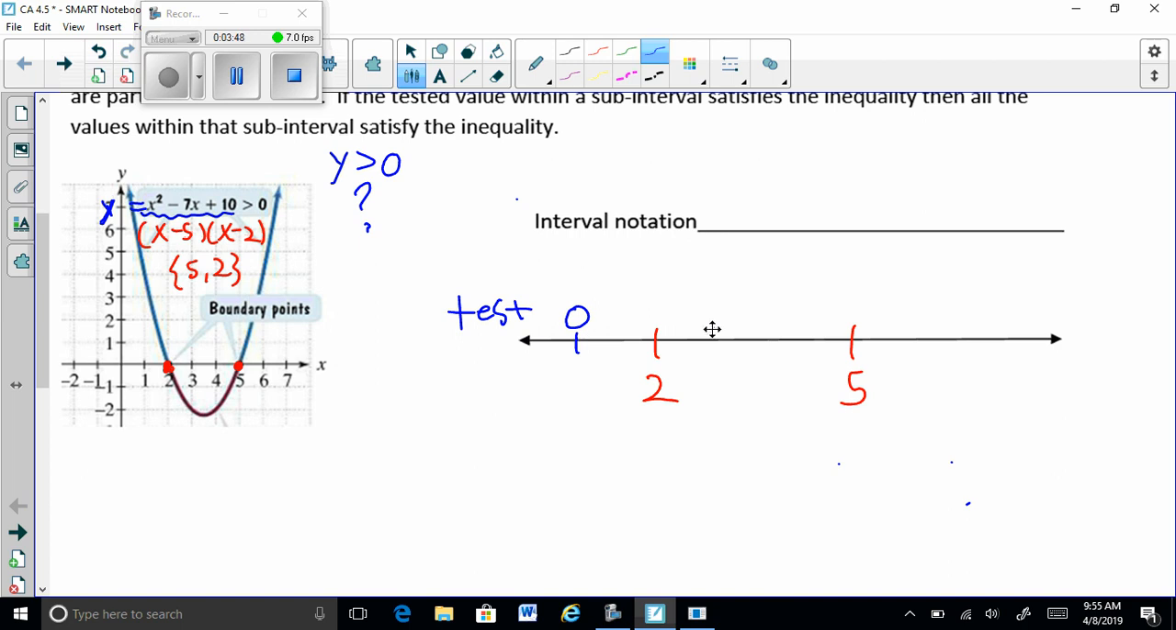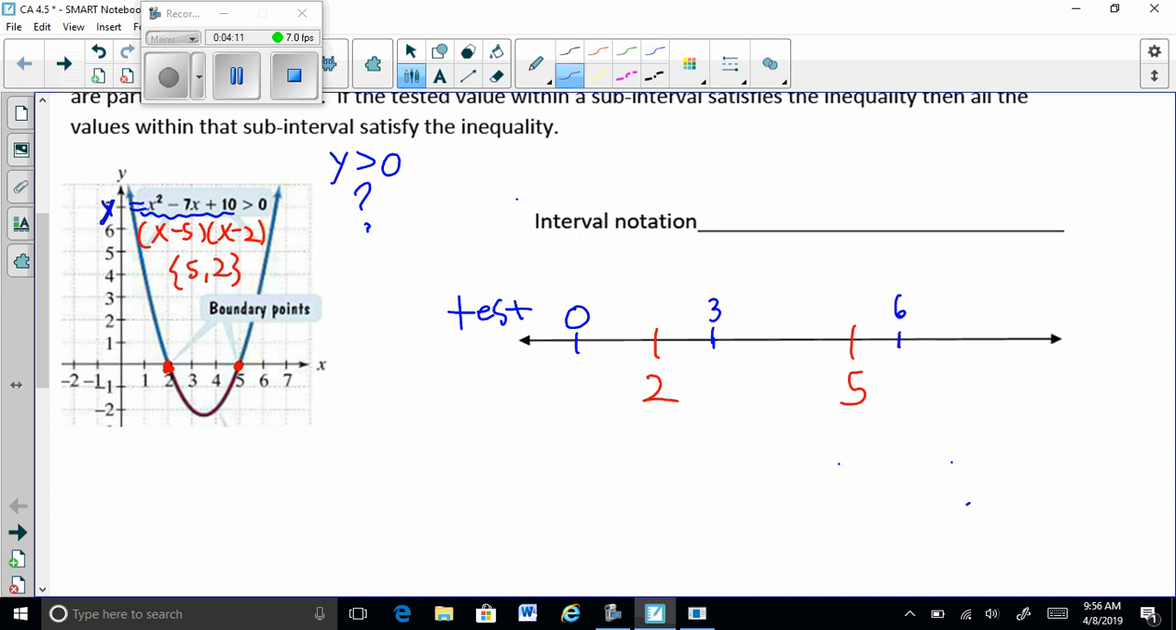Then we'll test something over here. We'll keep it easy. We could do 3, 4, something between 2 and 5. And then we need to test something beyond 5, like 6. So what we're going to do is test something within the interval, and if it works for that number, it's going to work for all the numbers inside this interval. Okay, so we have 3 different intervals we're going to test.